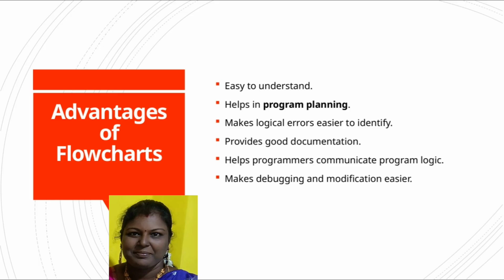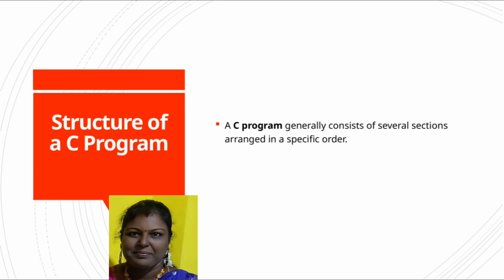A typical C program is made up of several key sections, each with its own role. These sections are arranged in a specific order, creating a clear structure that the compiler expects. Understanding this layout helps us write code that's organized and easy to follow. In this part, we'll break down the main components that make up a standard C program, so you know what goes where and why.